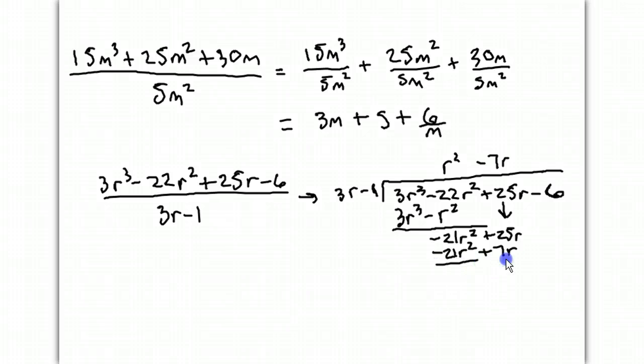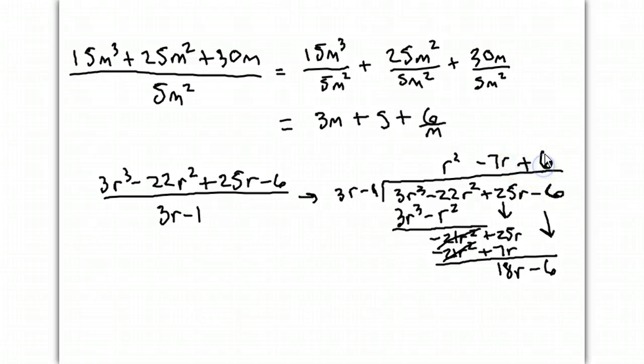And then we subtract again. So the 21r squareds cancel. Then we do 25r minus 7r, which gives us 18r. And then we bring down the minus 6. So now we're on the last step, which will give us 18r. What times 3r will give us 18r? Well, the answer is a positive 6.